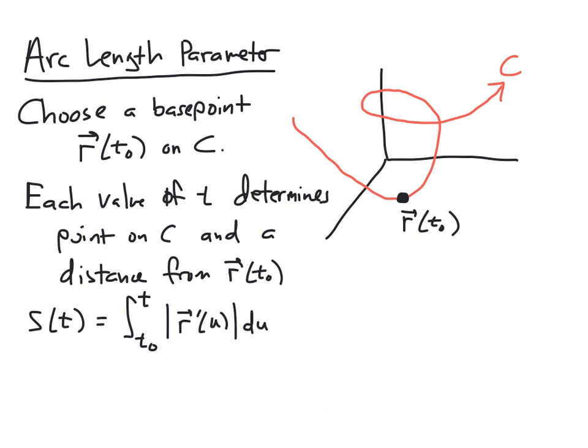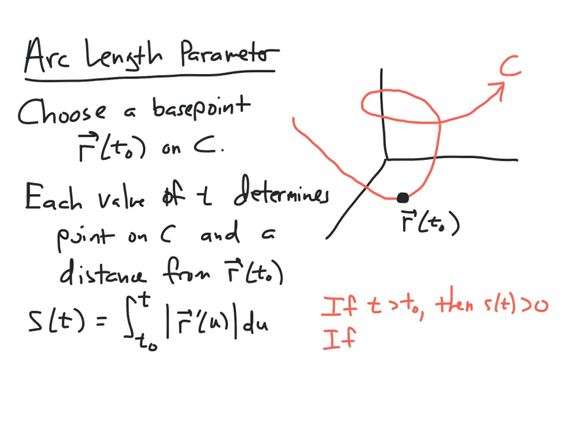What this integral does, if you just look at it, is literally compute the arc length from r of t naught, the base point, to r of t. And of course, you could pick t to be anything that you want. But s of t is the distance from r of t naught to r of t. Now, a couple of things that we can see just from the definition of this integral. If t is bigger than t naught, so if we pick the point r of t that's in the positive direction along C, then of course s of t will be positive, because we're going in the positive direction.